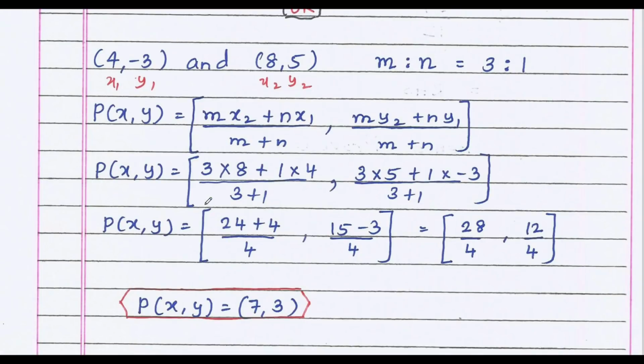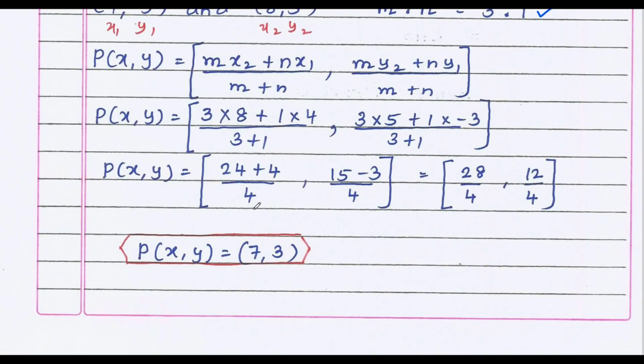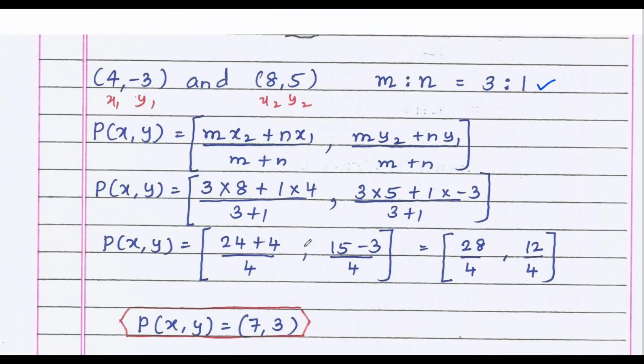Another question, finding the coordinates of the point which divides the line segment joining the points 4, minus 3 and 8, 5 in the ratio 3:1 by using the section formula. P of x, y equals mx2 plus nx1 divided by m plus n, my2 plus ny1 divided by m plus n. Substituting the values of x1, y1, x2, y2 and the ratio 3:1, we get the coordinates of point P as what? 7, 3.